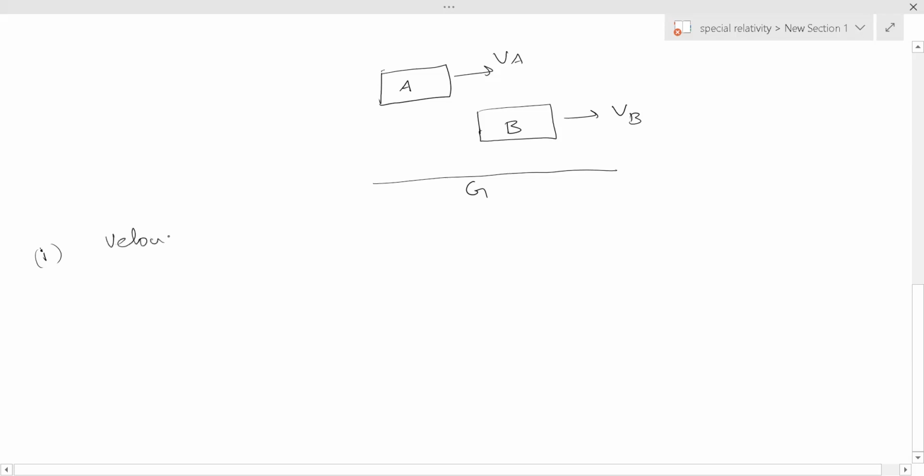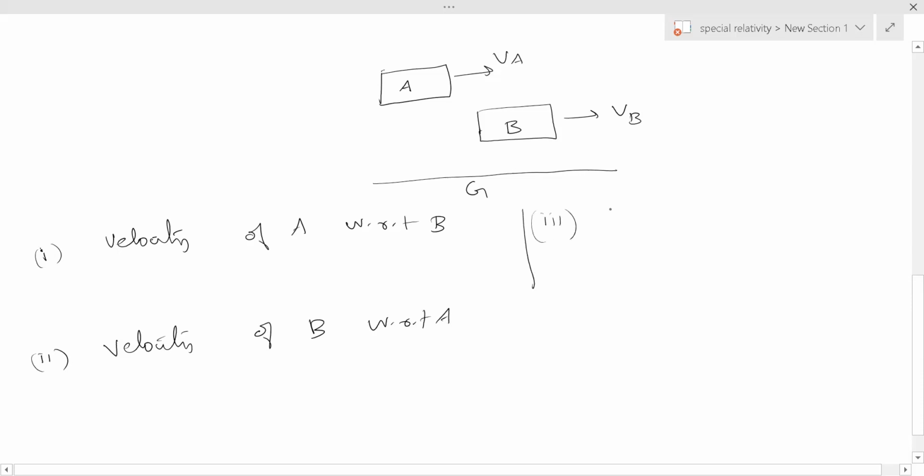What's the velocity of A with respect to B, that he can ask. Second, he can ask the velocity of B with respect to A. You can also ask a third question. What's the relative velocity of A and B with respect to the ground? These three questions you can ask.